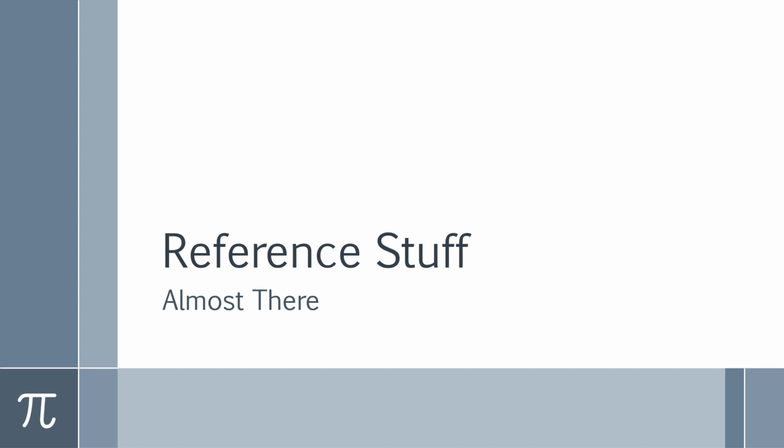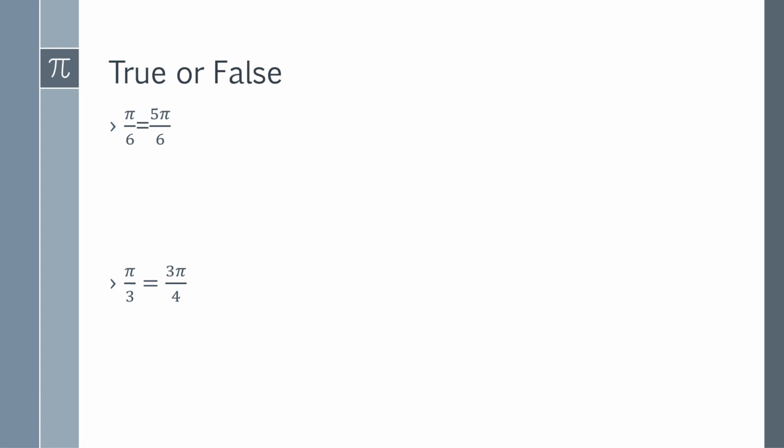Alright, reference stuff. So more so the unit circle still. So true or false? Is pi over 6 a reference angle of 5 pi over 6? Think about reference angles. I'm going to teach you both the long and the short way to answer this. So look, I know that pi over 6 is 30 degrees. So anything with a 6 on the bottom is going to be something of 30. But I'm asking you for the reference angle.